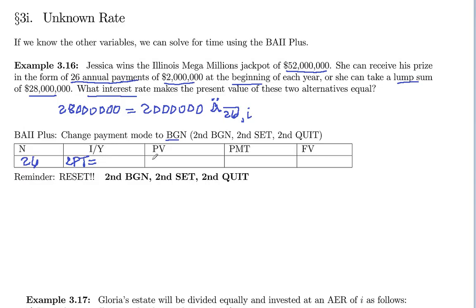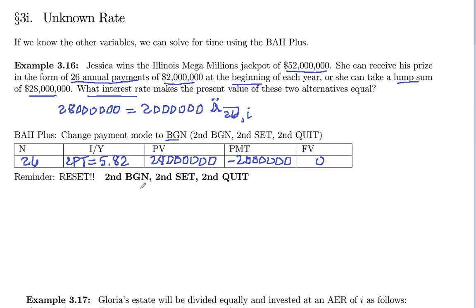Our present value would be the lump sum that we get now, $28 million. We can consider that as cash inflow, and the payments would be against that, so they need an opposite sign. So in exchange for payments of $2 million, this would be negative $2 million. Future value is not used, so that's a 0. So enter this into your calculator in begin mode and compute your I/Y. You should get 5.82 with some extra decimals, so 5.82%.